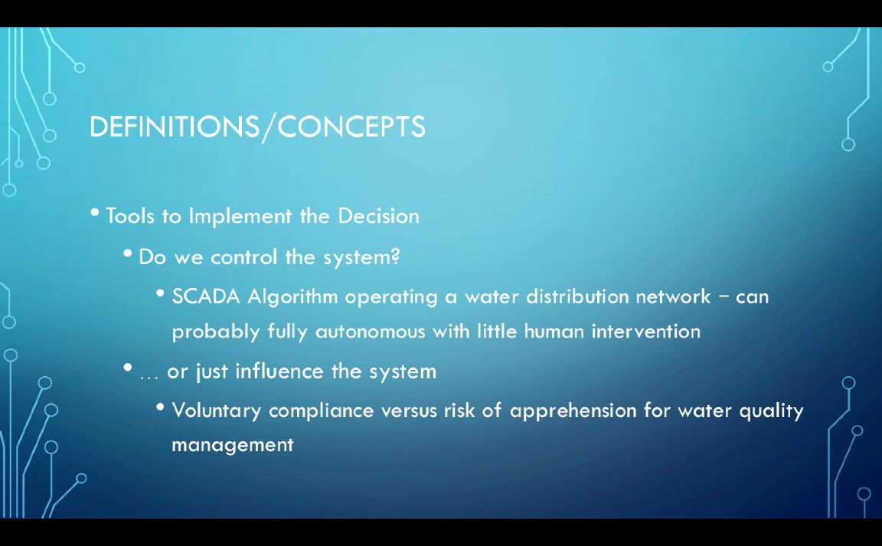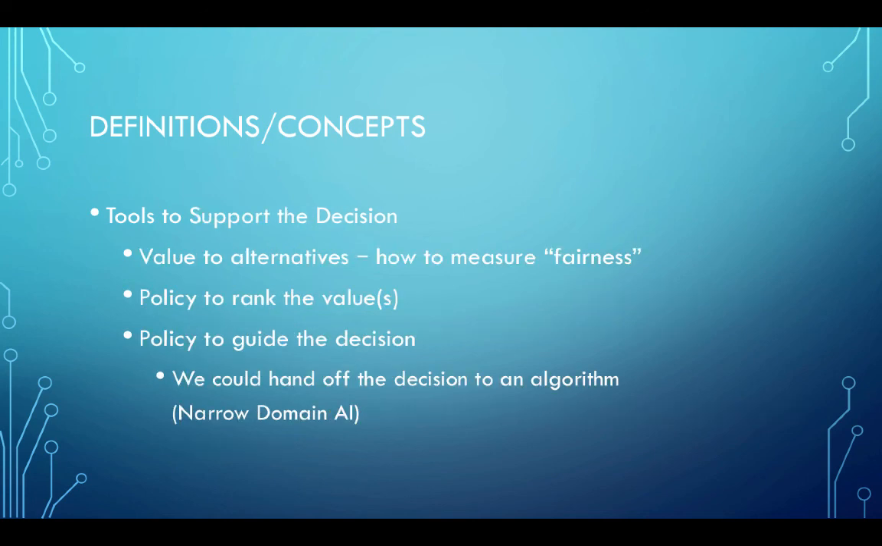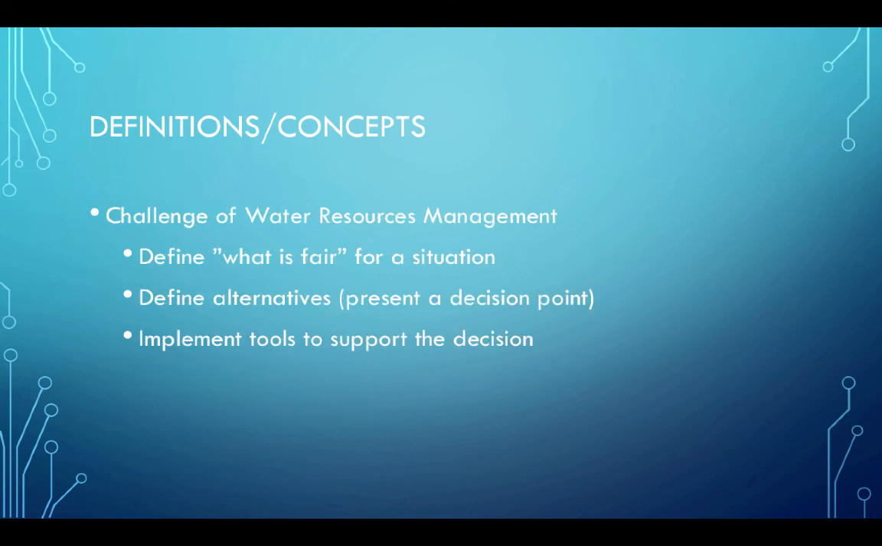Things to review. Once we make a decision, we need to know if we control or just influence the system, because that in turn has an impact on the feedback component, which is fed back into the decision-making process. We have tools to support the decision-making. Those alternatives have to have some way to be valued, and we have to have some way to rank the value and a policy to guide how we select which alternative.